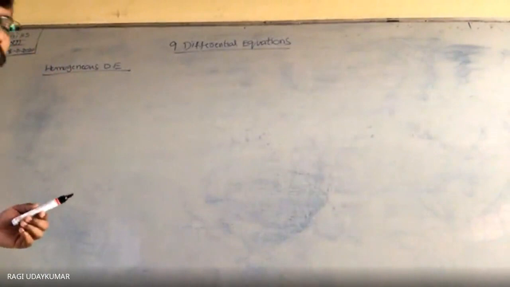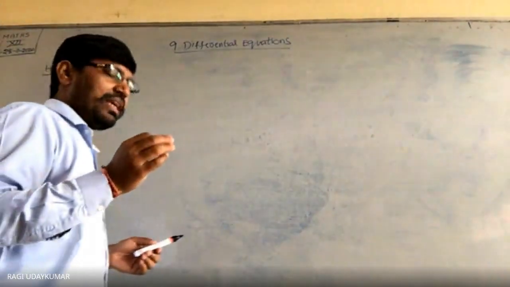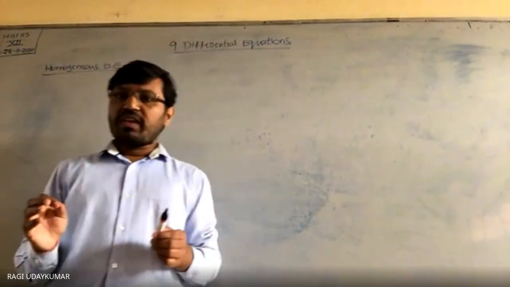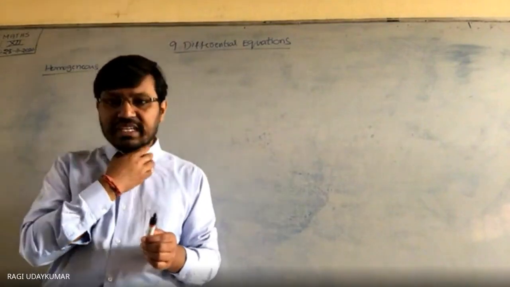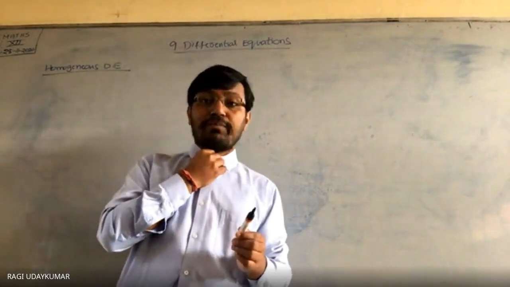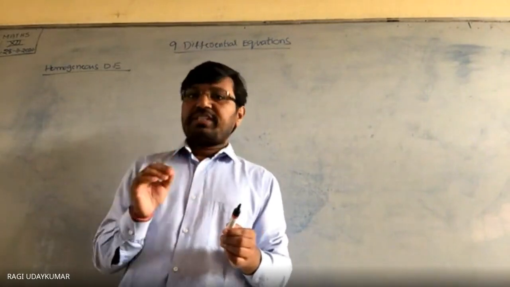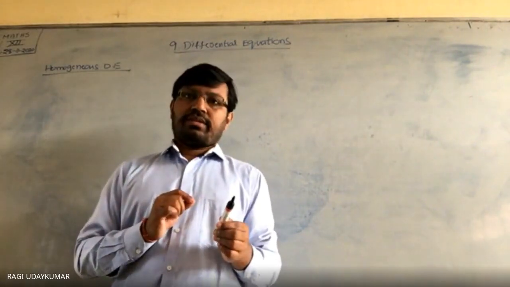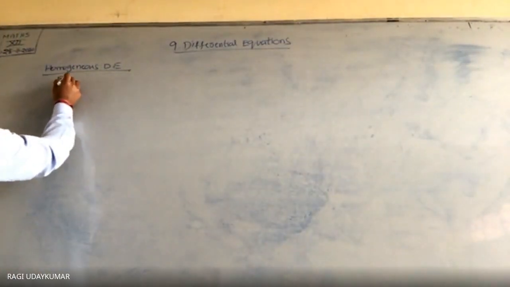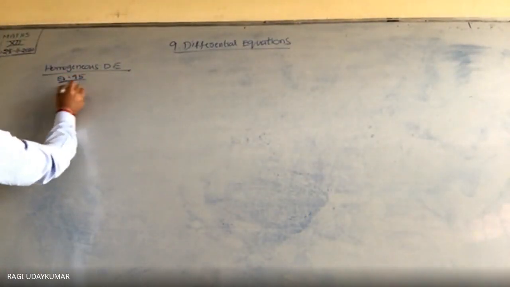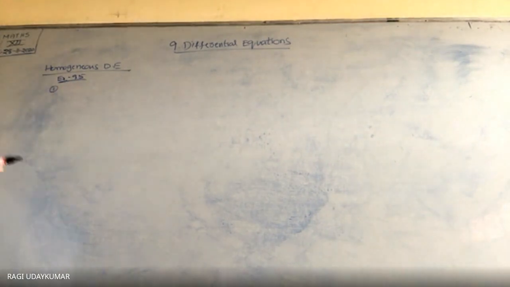Exercise 9.5 is homogeneous, and here you need to be very careful that in the exam it will not be given to you that this is homogeneous or this is variable separable. You need to observe that. Your observation is important. So the first question is given to you in exercise 9.5. These problems are a little lengthy, but not complicated.